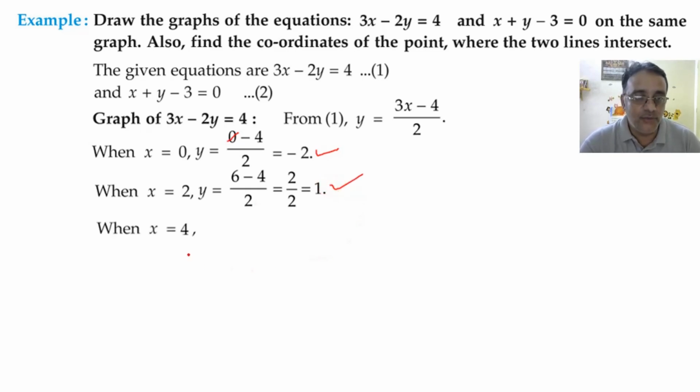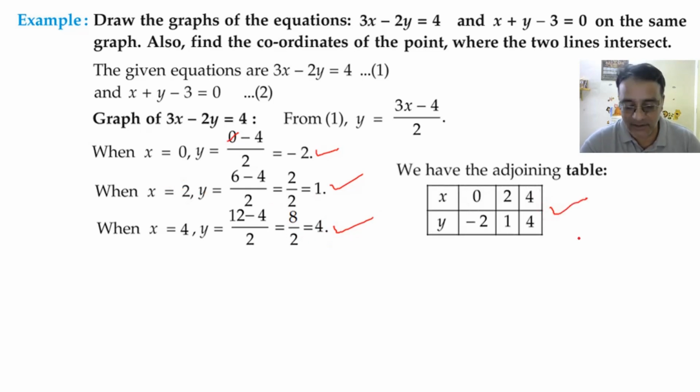Next value, we are taking 4, plus 2. So this will become 12. So 12 minus 4 by 2. 4. Right. So we got (0, minus 2), (2, 1), (4, 4). So here we have drawn the table.